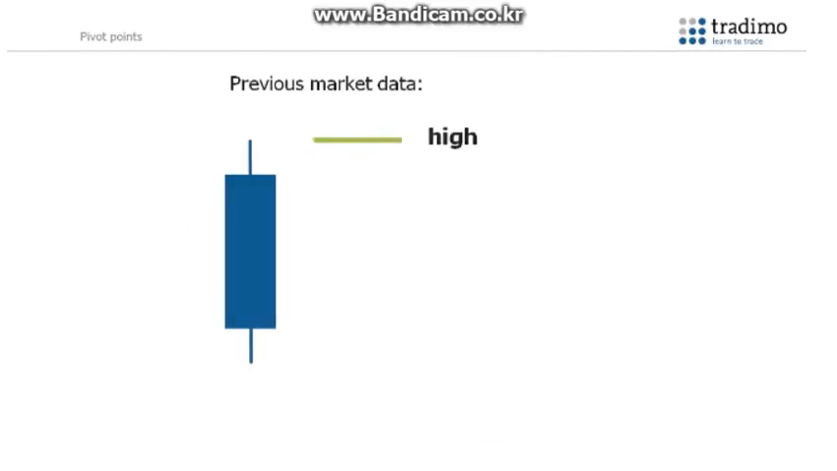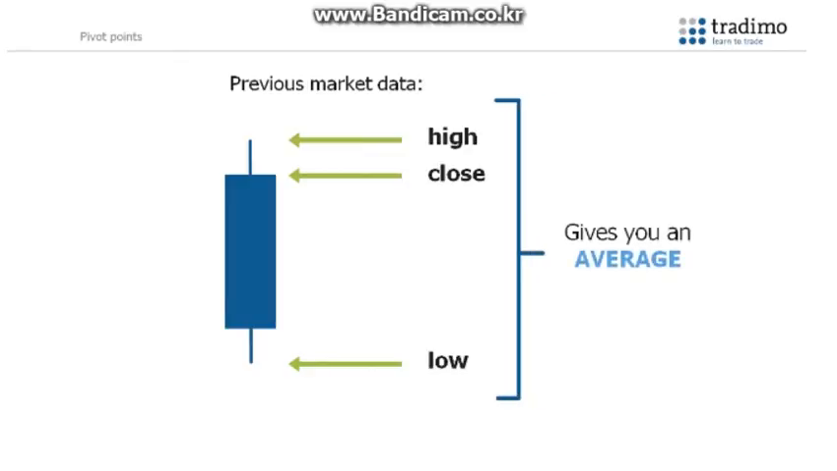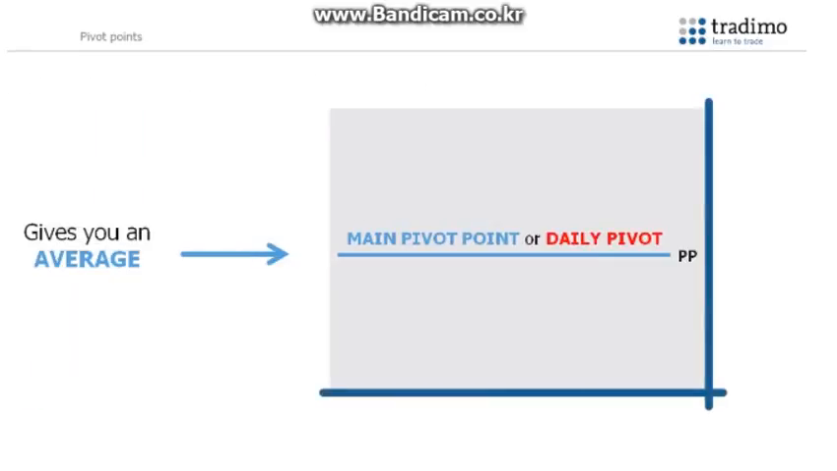There are different mathematical calculations to work out the pivot points, but the basic calculation uses the previous day's highest price, lowest price, and closing price in the calculation. This gives you an average of the most significant prices from the previous trading day. This average price or level is called the main pivot or daily pivot.